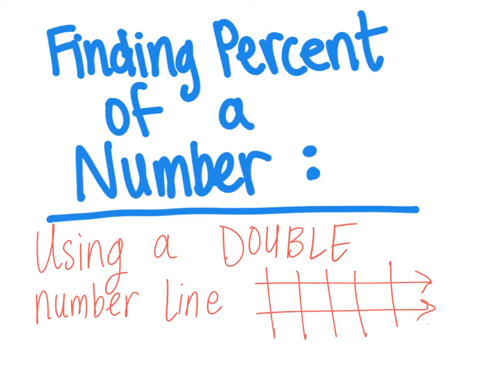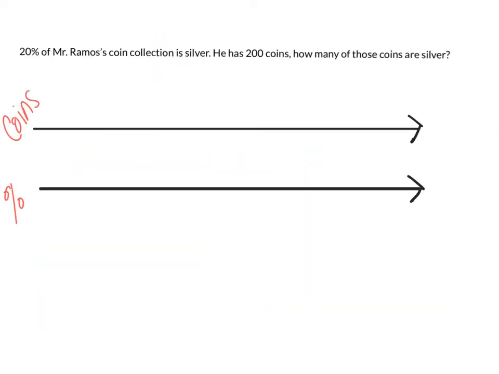Hi there, everyone. Today we're going to talk about finding percent of a number, but today we're going to use the visual model of a double number line. Yesterday we used bar models. Double number lines and bar models are super similar, and you might have noticed that they're pretty similar to the ratio tables we had been working on in school. So let's go ahead and see how the double number lines work.